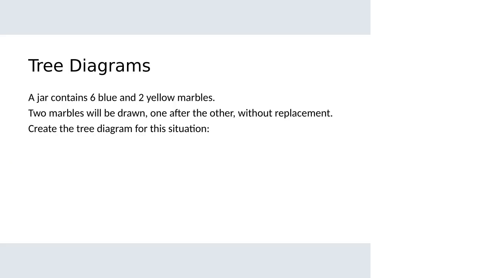Let's make it a little more difficult. I may ask you a question or two as we build this tree diagram. But let's establish our situation here first. A jar contains 6 blue and 2 yellow marbles. 2 marbles will be drawn, one after the other, without replacement. That's really important. Create the tree diagram for this situation. So we're going to make a tree diagram here. I'm going to walk up and draw a marble out, and it's either going to be blue or yellow.